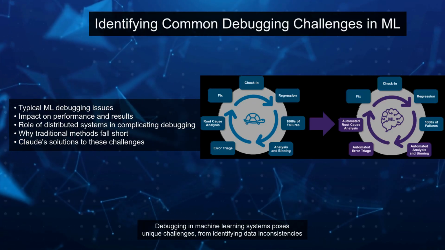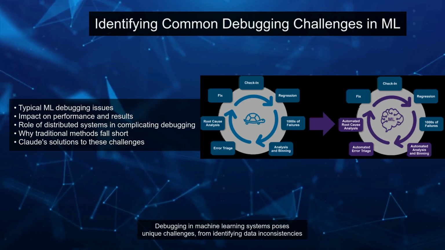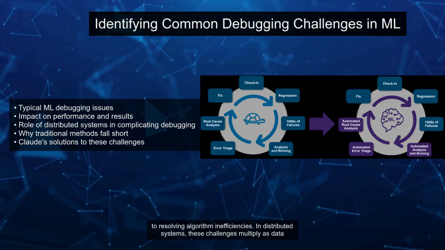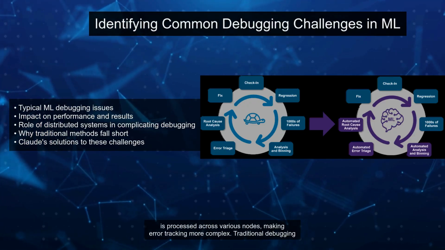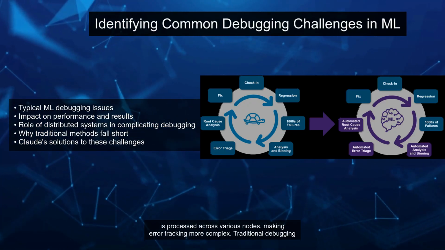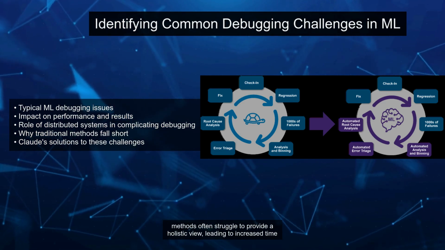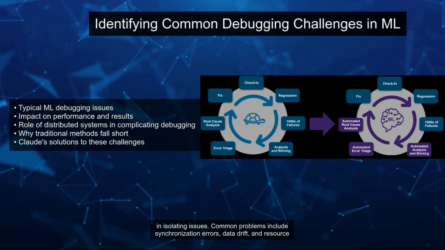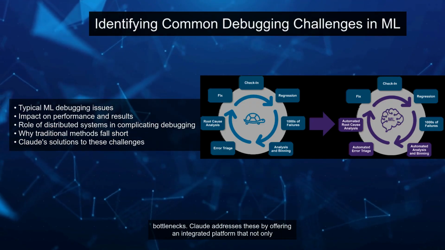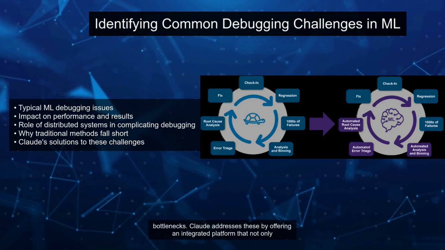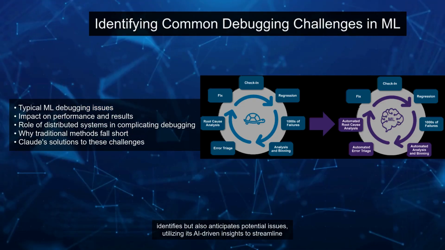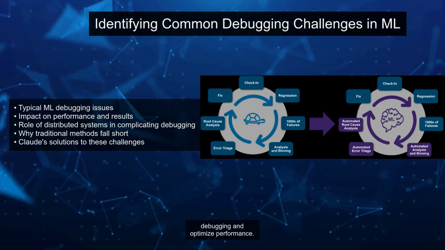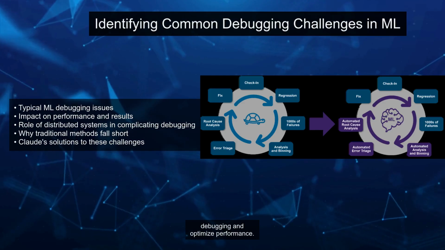Debugging in machine learning systems poses unique challenges, from identifying data inconsistencies to resolving algorithm inefficiencies. In distributed systems, these challenges multiply as data is processed across various nodes, making error tracking more complex. Traditional debugging methods often struggle to provide a holistic view, leading to increased time in isolating issues. Common problems include synchronization errors, data drift, and resource bottlenecks. Claude addresses these by offering an integrated platform that not only identifies but also anticipates potential issues, utilizing its AI-driven insights to streamline debugging and optimize performance.